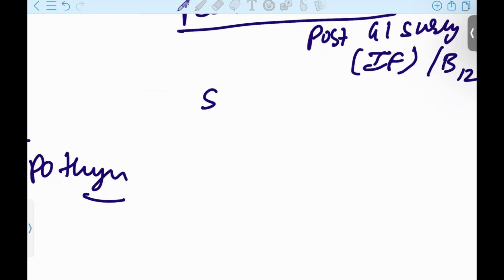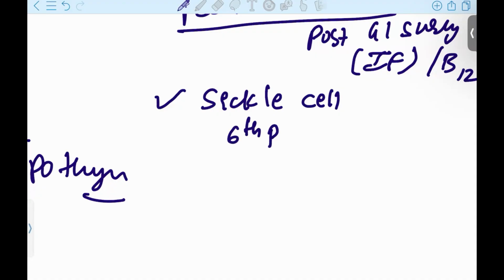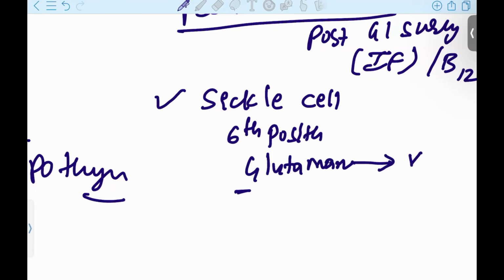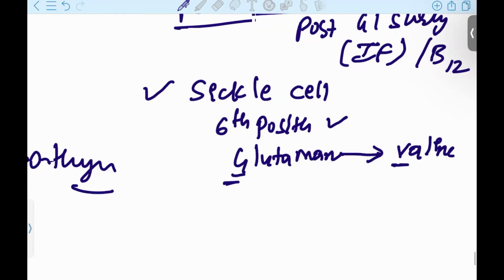Next, sickle cell. In sickle cell patients, there will be a sixth position that is transformed with the glutamate. Glutamate, G for gone: glutamate is gone, and the new one that came is valine. So glutamate is gone, valine has come on the sixth position, that is your sickle cell.